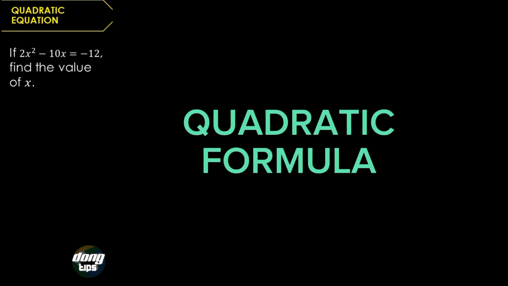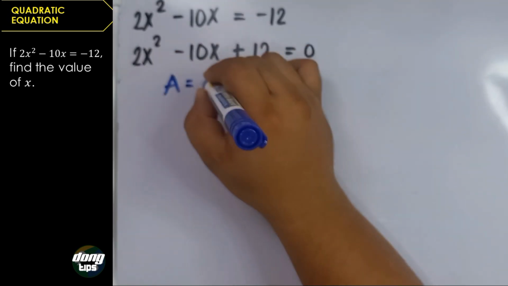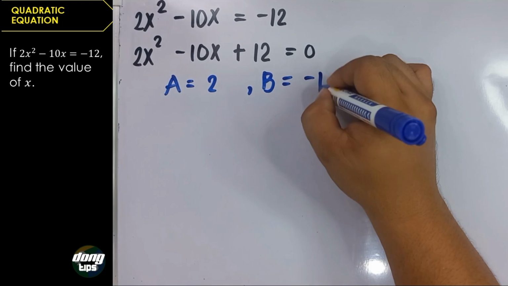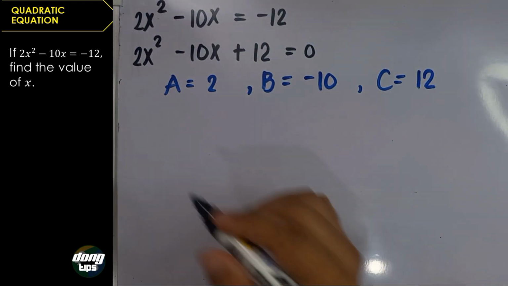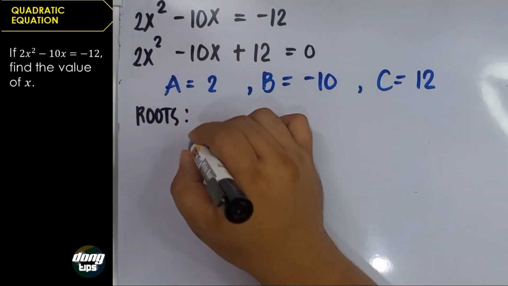Next is by quadratic formula. We'll need its numerical coefficients. a is 2, b is negative 10, and c equals 12. Substitute the values of a, b, and c into the quadratic formula.